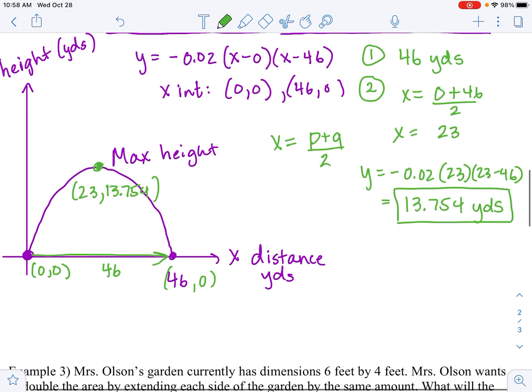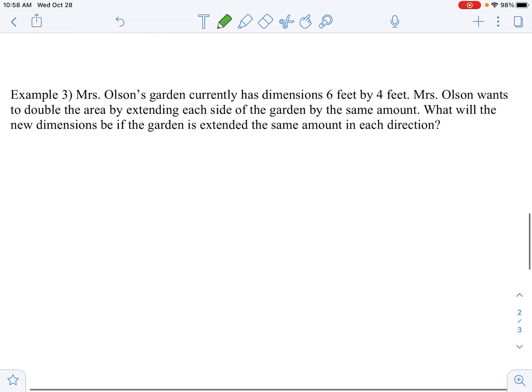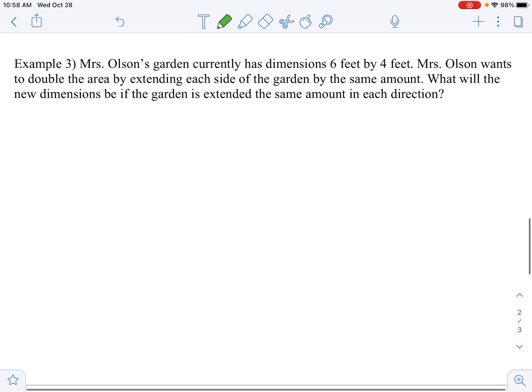The next one is one of the area model problems. So the first two were trajectory and this one's an area. Just to review, when you're finding the area of a rectangle, you're going to use length times width, and all of the area problems will be using that formula.